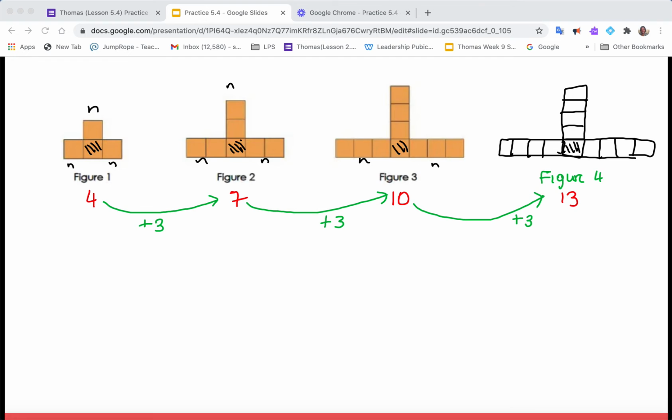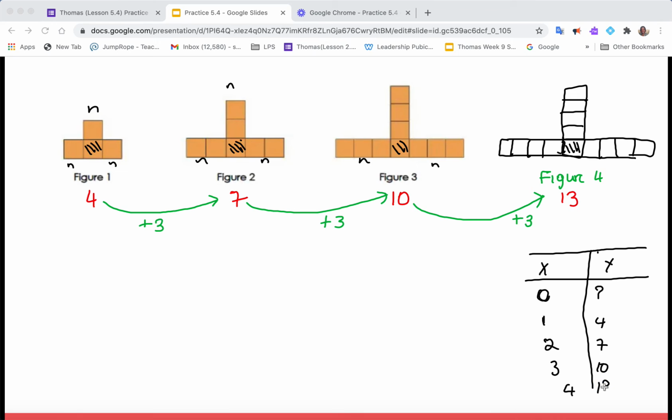So let's construct a table of values where x represents the figure number and y represents the total number in the figure. I always like to think about, well, what was step 0? Because that's going to be important. We don't know what that is right now, but we're going to assume. Step 1 had 4 squares. Figure 2 had 7 squares. Figure 3 had 10 squares, and figure 4 had 13 squares.